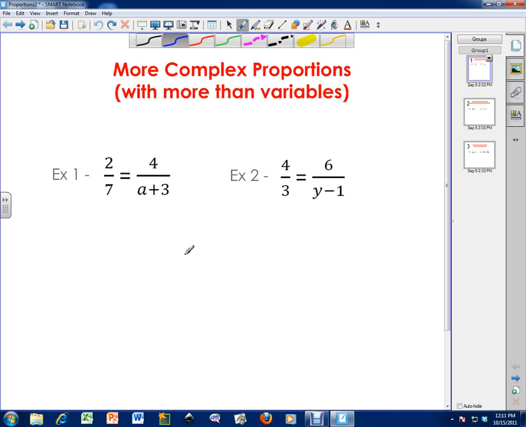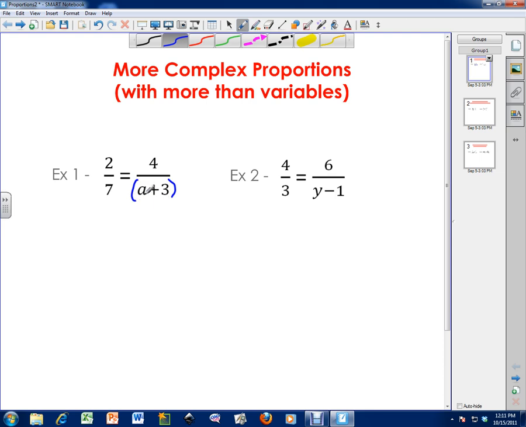If you notice, right off the bat, this problem looks pretty intimidating. It's not just a number down here on the bottom where I would normally cross multiply to solve for the variable. It actually has a number and a variable. So I say this is a proportion problem with more than a variable. So what we have here is a variable with a number.